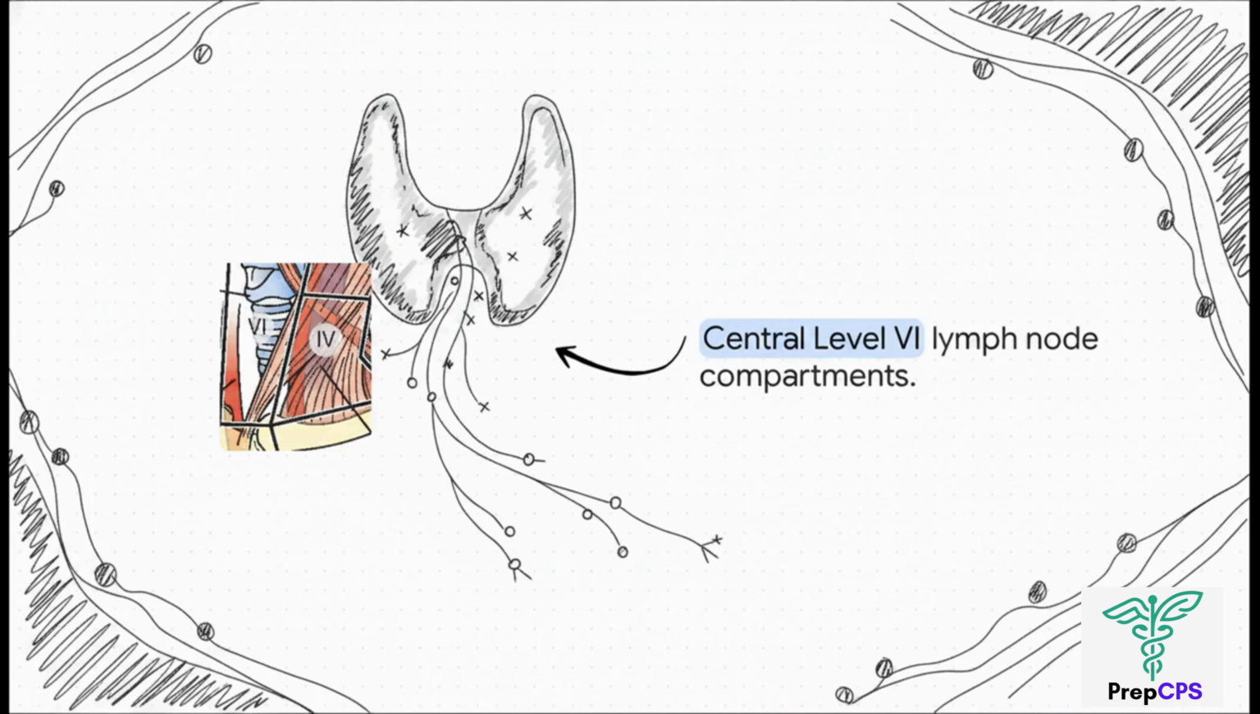Furthermore, you really need to understand the lymphatic drainage. The subcapsular plexus drains principally straight down to the central compartment, known as level 6. That includes your pretracheal and paratracheal nodes. This is your primary zone of nodal clearance in a lot of thyroid malignancies.